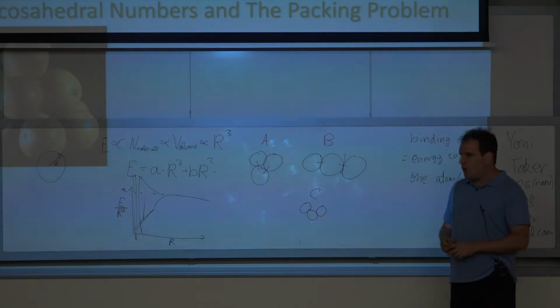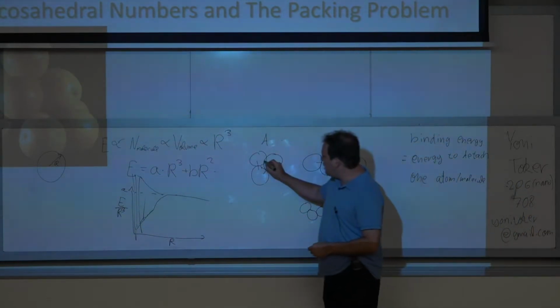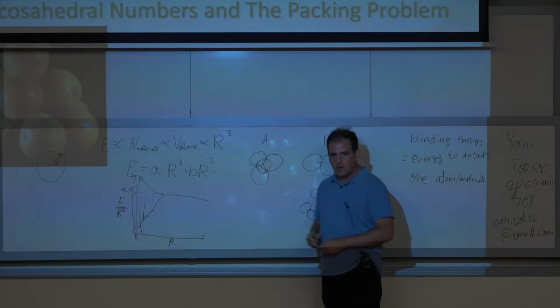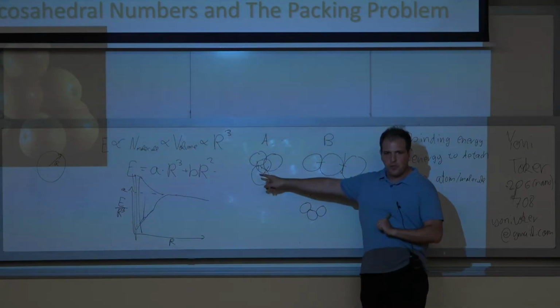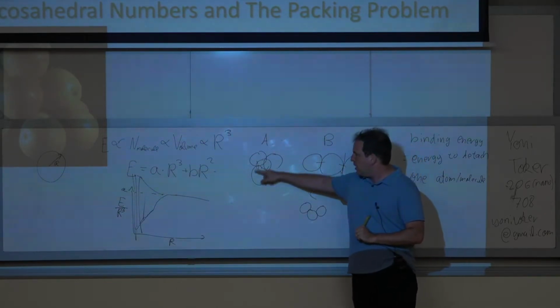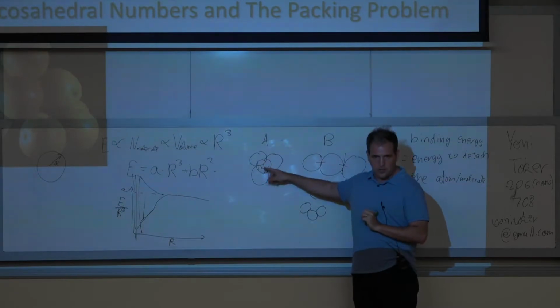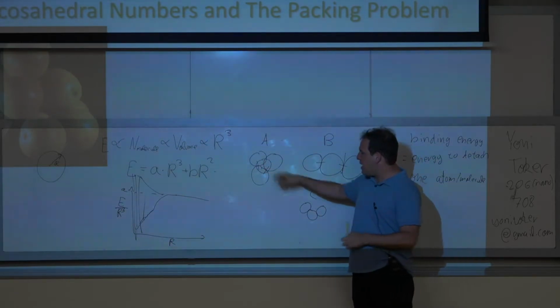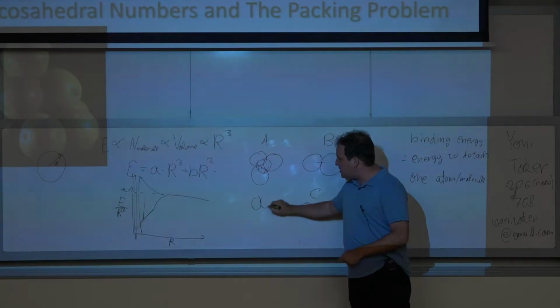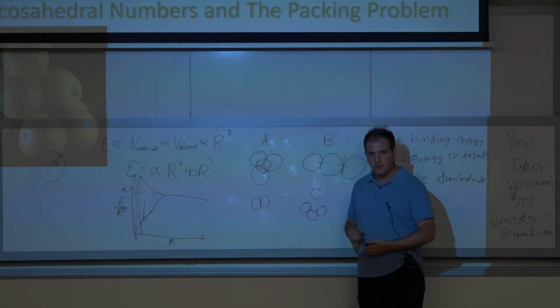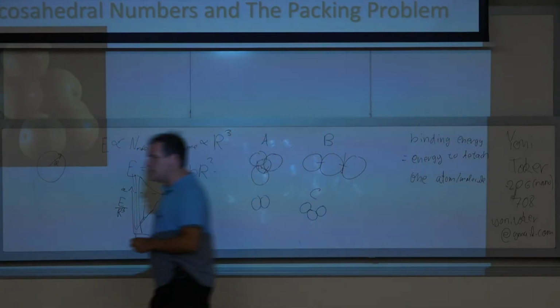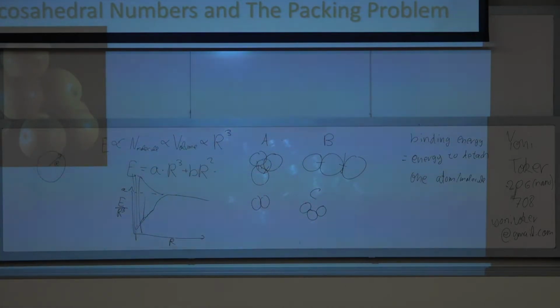So if you have a cluster with 4 atoms, what will be the structure? Yeah, you can put another atom on top and they form a tetrahedron. So now every atom has 3 connections. So its binding energy will be 3 times the binding energy of a dimer. And so on, you can start building larger clusters.